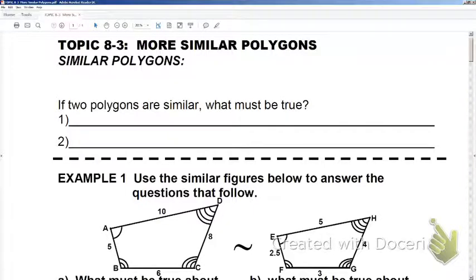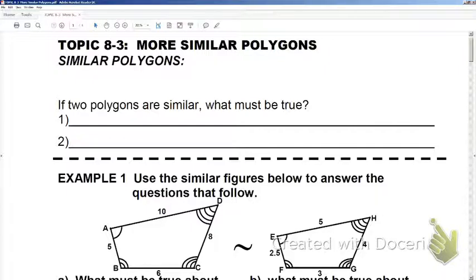Okay, we talked about section 8.1 on Monday over proportions. We're going to skip 8.2 and move on to section 8.3 with more similar polygons. So what we're going to do is use proportions to help solve for missing side lengths on polygons. So first, what are similar polygons?